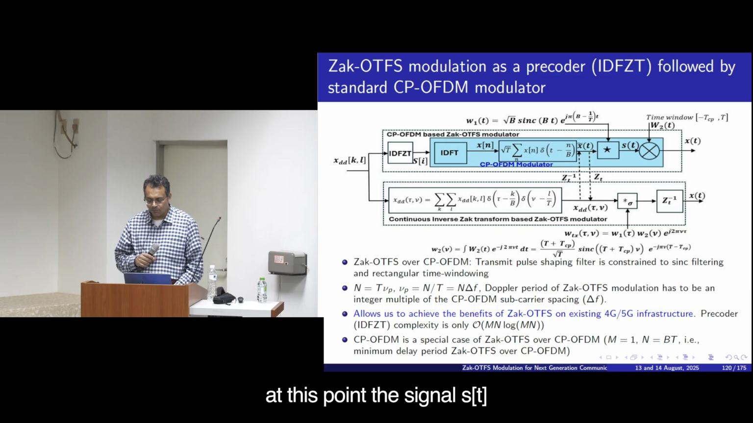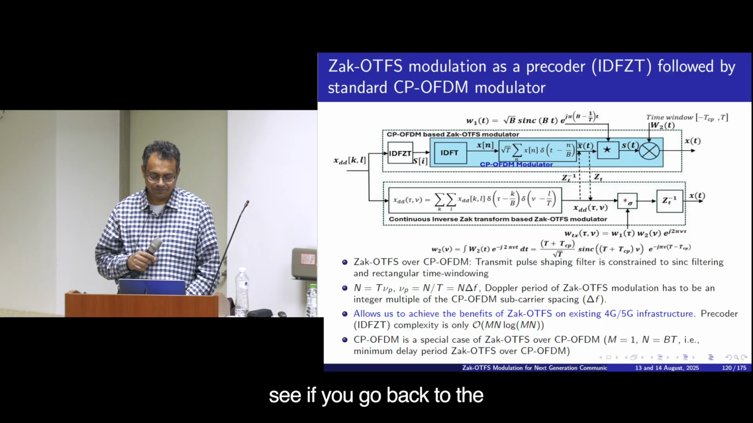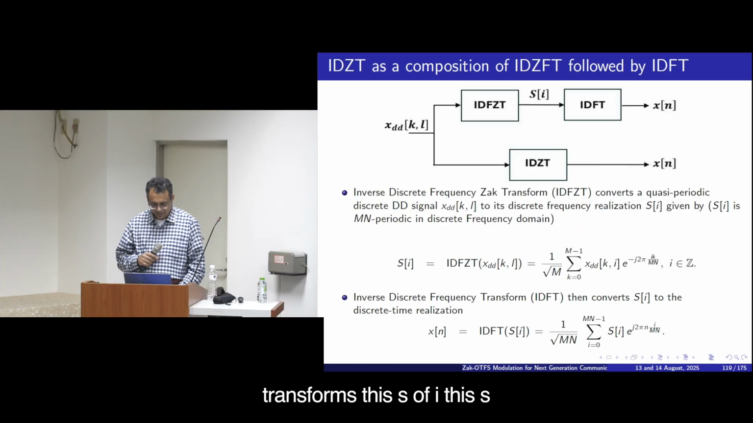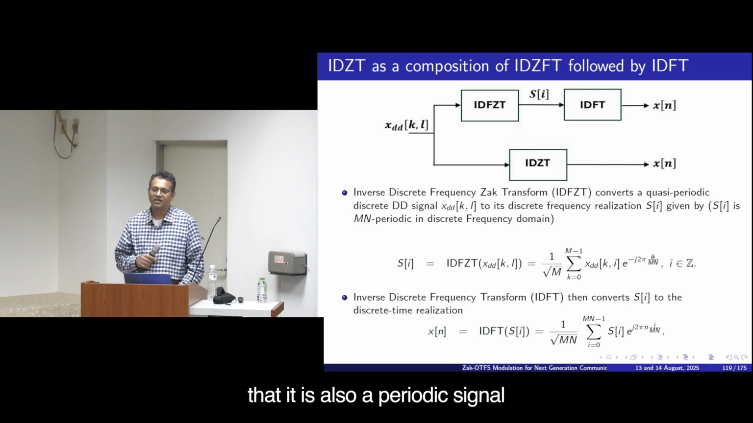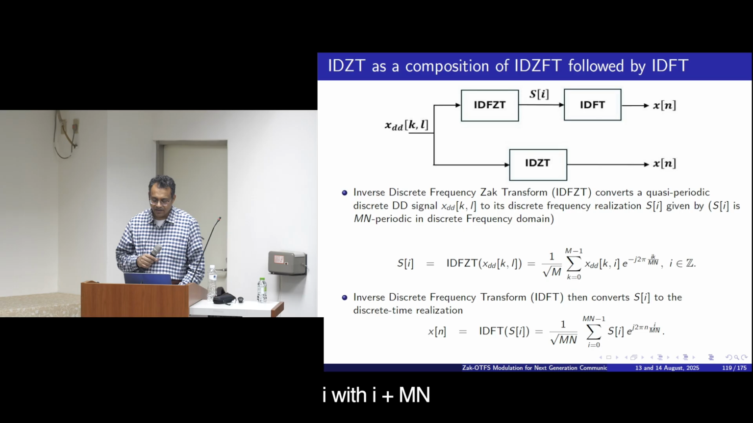So remember, at this point this signal s(t) over here is still infinite time, because if you go back to the transforms, this S of I, you can very easily see that it is also a periodic signal in the frequency domain. You replace this I with I plus MN, this will not change, because you will get a term which is k times MN divided by MN, which is 1. And if you put I plus MN here, that also does not change.